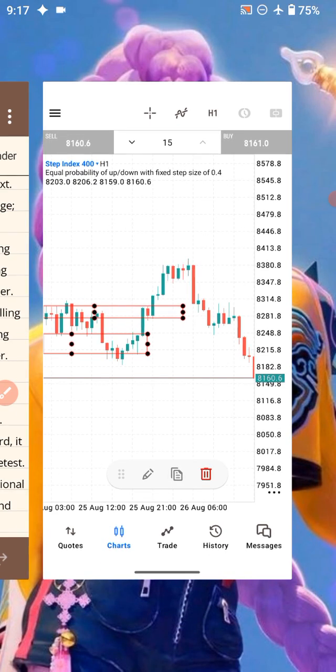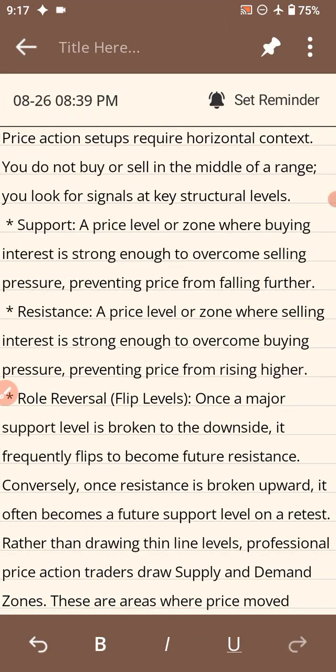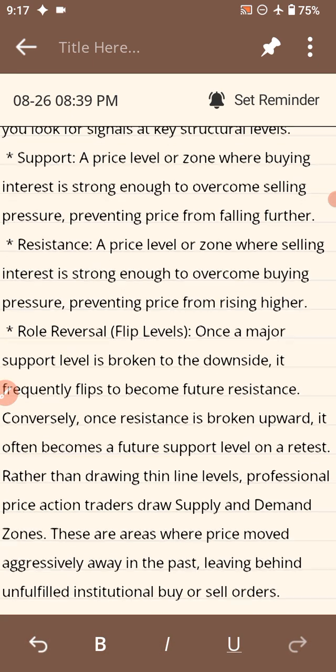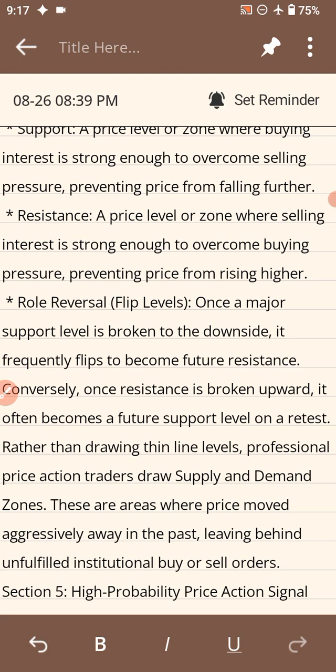So let me take you back to the reading so you understand us better. Role reversal, flip levels. Once a major support level is broken to the downside, it frequently flips to become future resistance.